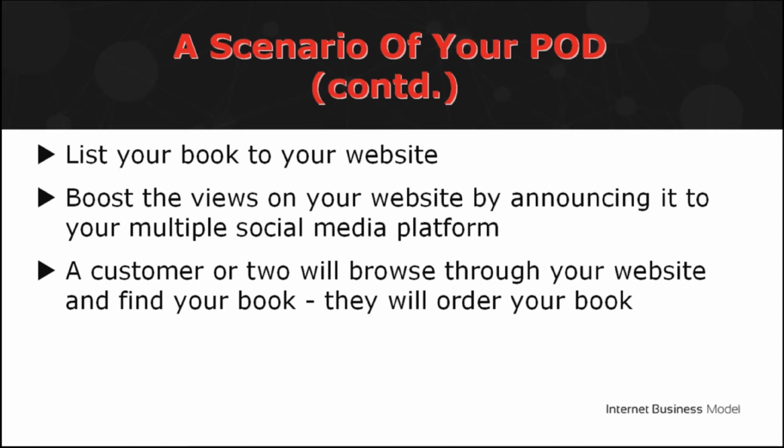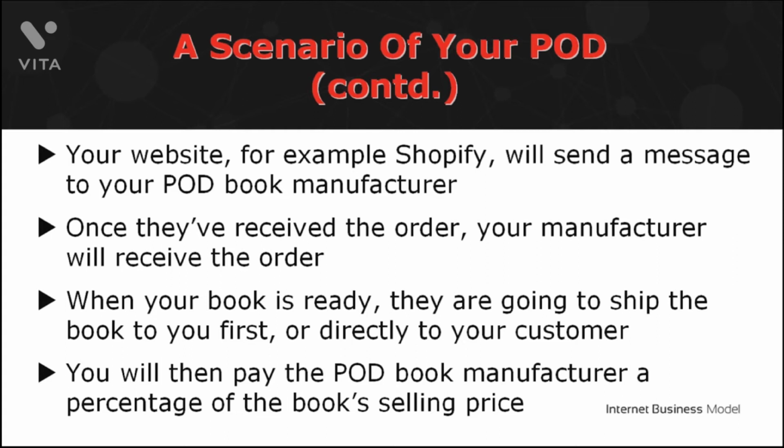Then you can list your books on your website. Boost the views by announcing it on your multiple social media platforms. Always prepare a different marketing plan to reach out to a bigger audience. Next, a customer or two will browse through your website and find your book. If it appears interesting to them, they will order your book. Shopify, your website, will send a message to your POD book manufacturer. It will automatically order the same amount your customer wants.